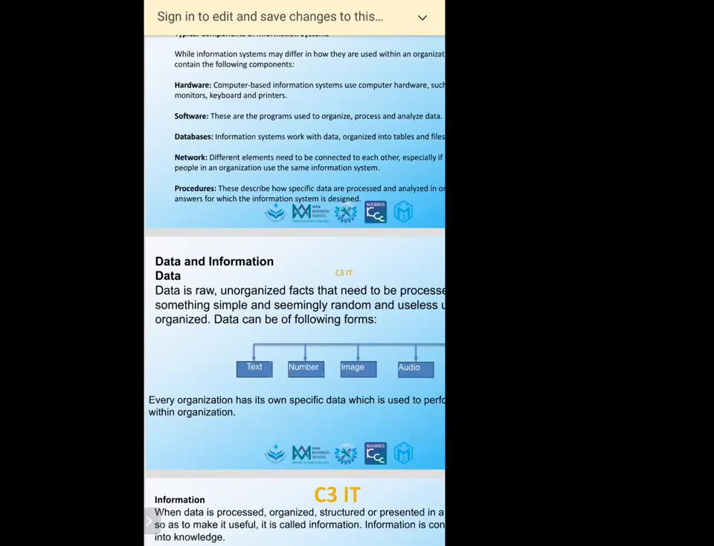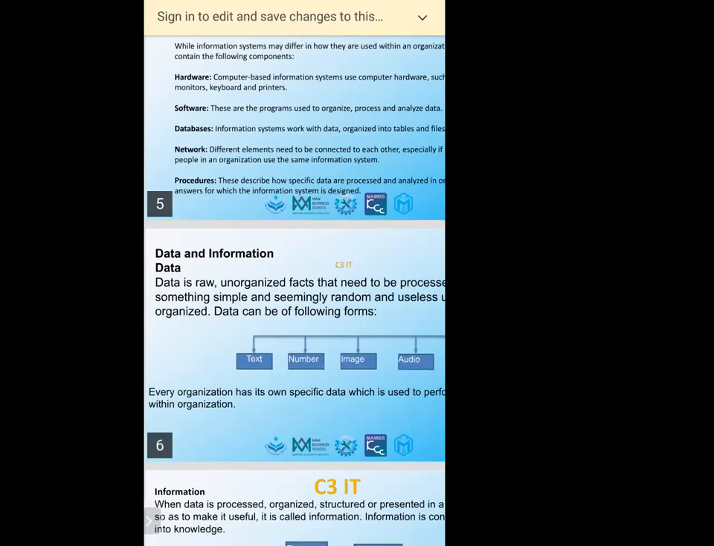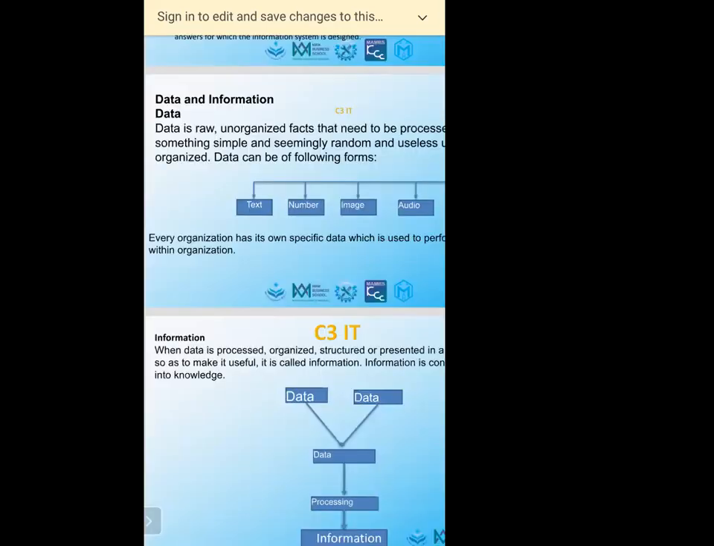Then the data are in different forms. Text data, numerical data, image data, then audio data. So likewise, data are available in different formats. And what is information? If you process the data, then you will have certain reports. So those also we learn, no?